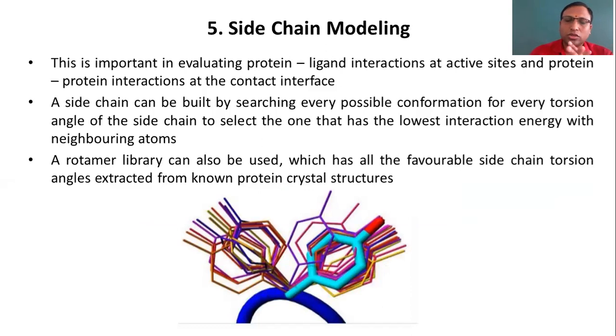Then side chain modeling. Side chain modeling is important in evaluating the protein-ligand interactions at the active sites. The protein is there, the ligands are there, and how the protruding groups react and take place, and also for protein-protein interaction, how two proteins interact at the contact interface. A side chain can be built by searching every possible conformation for every torsion angle of the side chain, to select the one that has the lowest interaction energy with the neighboring atoms.